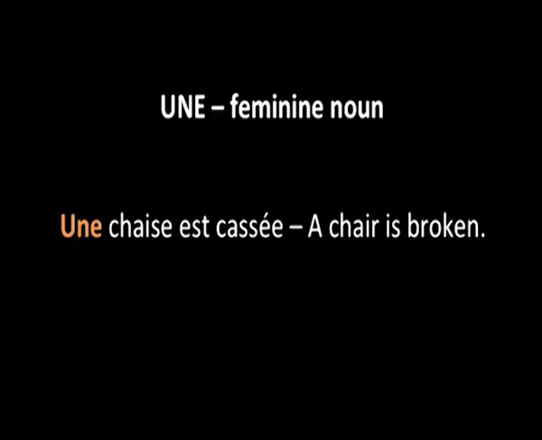Une is placed before a feminine noun. For example, une chaise est cassée. A chair is broken. In this sentence, chaise is a feminine singular noun which is preceded by the feminine indefinite article. If you notice the English equivalent, you will see that both times un and une are translated as a or an. In French, one has to pay attention to the gender of a noun before placing an indefinite article before it.